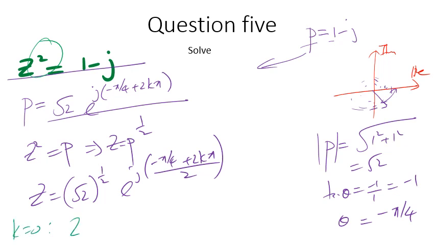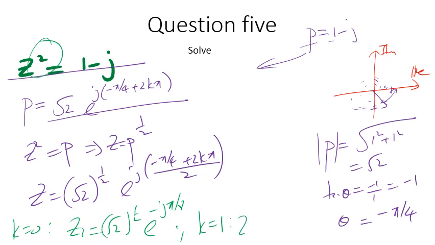That's going to give me z1, which is root 2 to the power half. When k is 0, that's gone. So it's e to the minus j pi by 8, and that you can write as a polar form. And then the second solution would be k equals to 1.